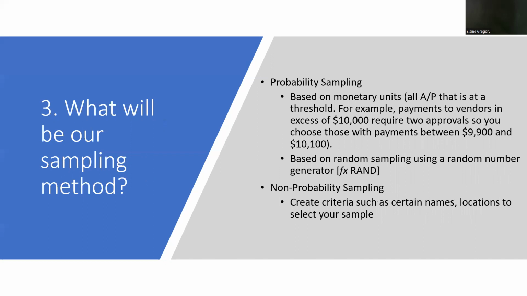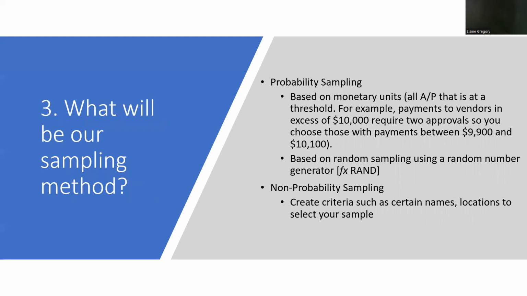What is our sampling method? We have those two methods: probability, which is random, or based on a position you take. For example, payments to all vendors in excess of $10,000. Well, you may have a policy in the company that says anything over $10,000 must have 2 authorized signatures. So you might want to take a look at that. Have everything pulled for $10,001 and over.